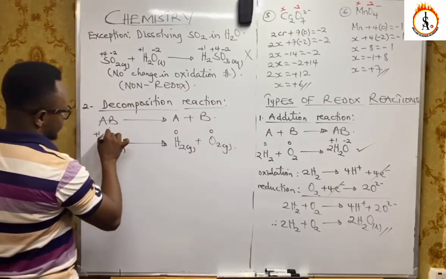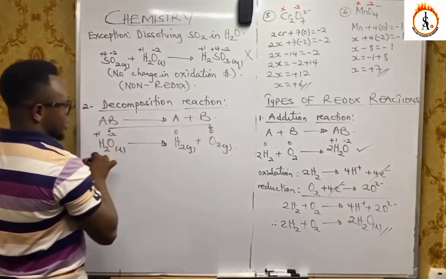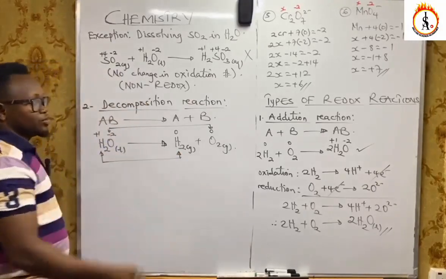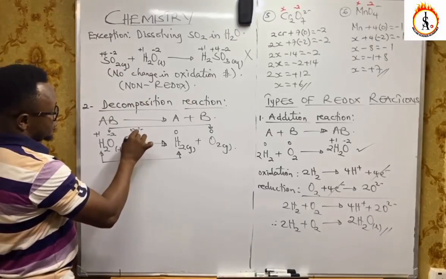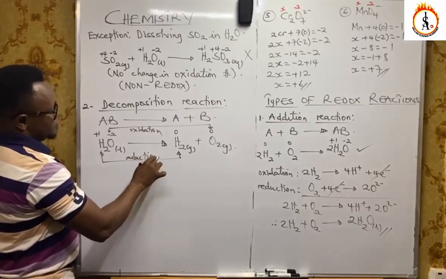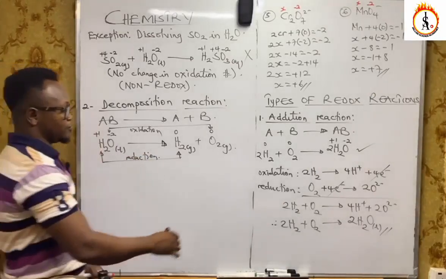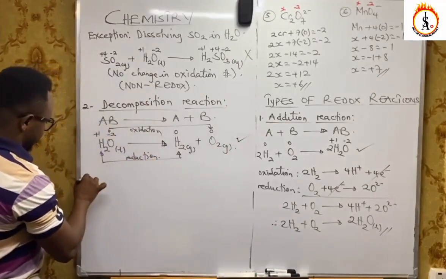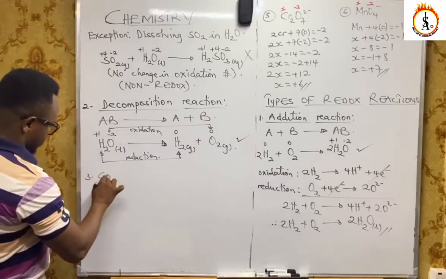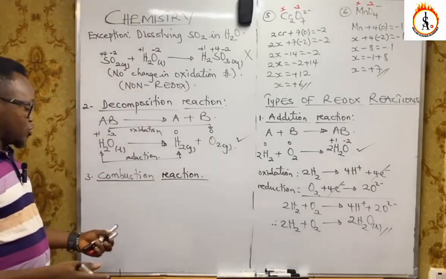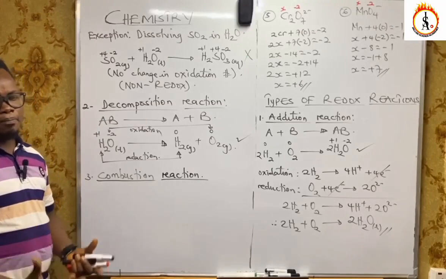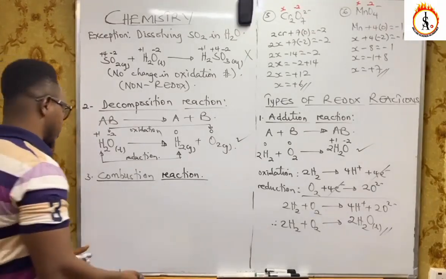So you find out that what? The oxygen here is increasing, okay, from -2 to 0, and the hydrogen here is decreasing from +1 to 0. So that tells you this is oxidation and this one is reduction. So this is an example of a redox reaction. The third type of redox reaction we're going to look at is a combustion reaction. For the combustion reaction, of course, combustion means burning. Let's say here we want to look at the burning of methane gas with oxygen.